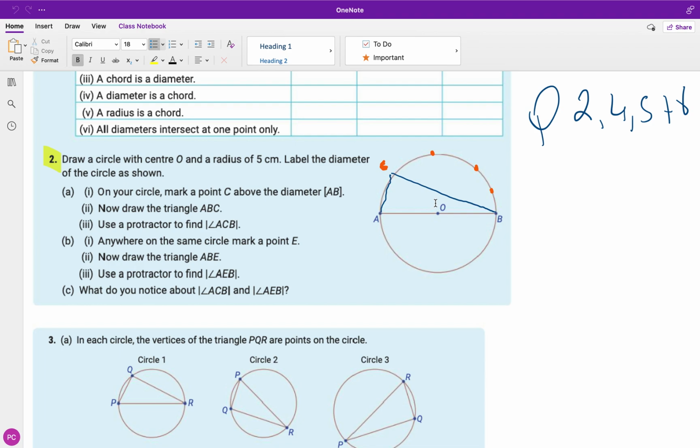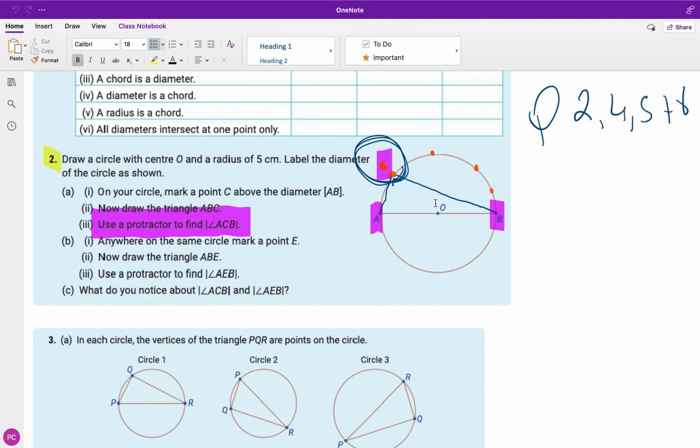And the point we're trying to make is that wherever I draw that line, wherever I say the point C is, this angle in here is always 90 degrees. So they say there in the question, use your protractor to find the angle ACB. Now remember, when we find angles, it's always A, C, B. So we're always talking about the middle one, which is what's at the angle C, and that's going to be 90 degrees.